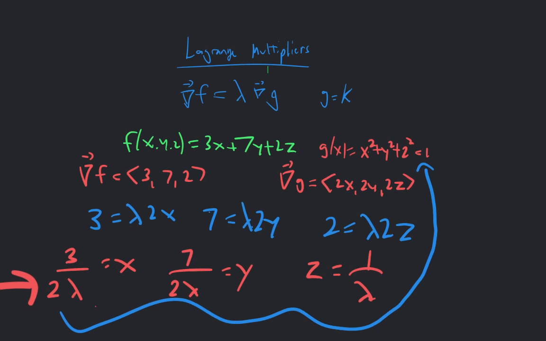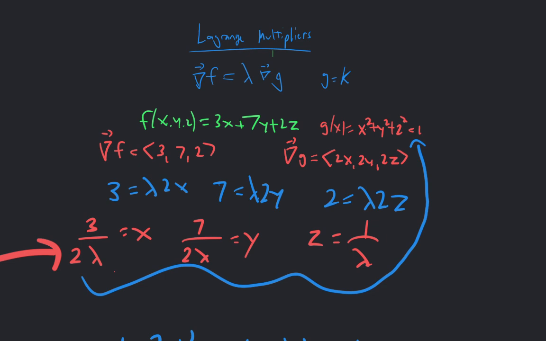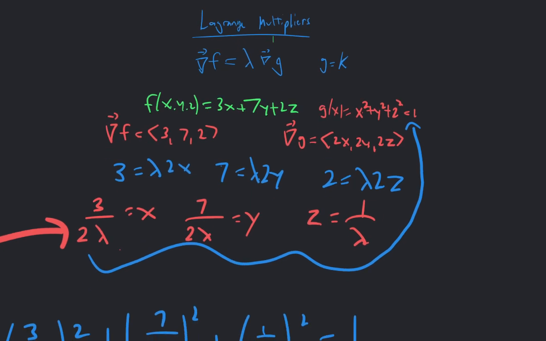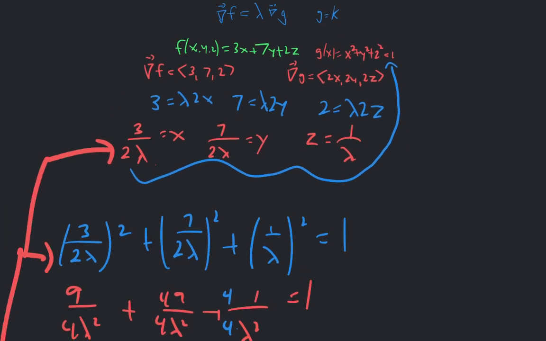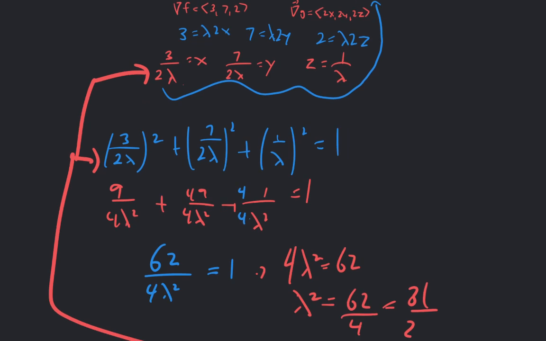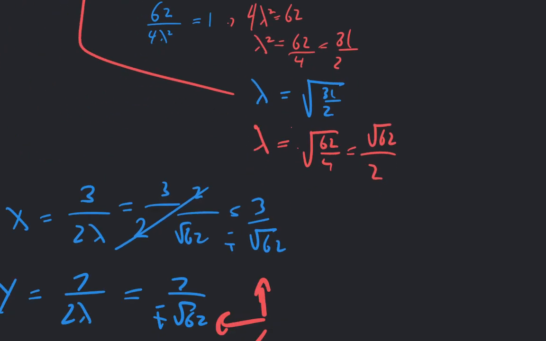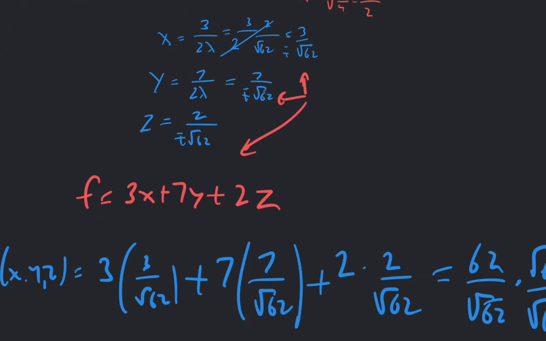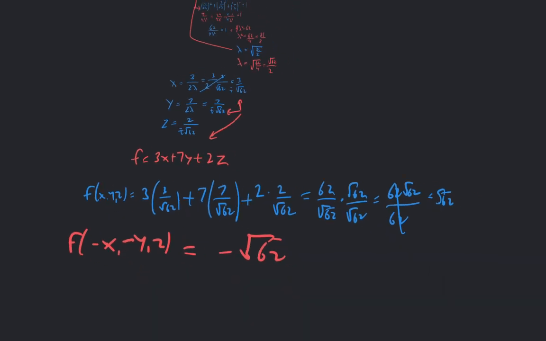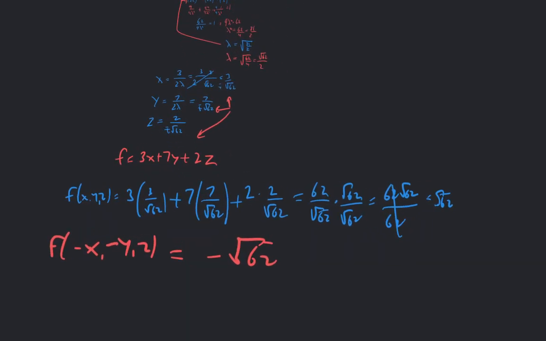So we just take the gradient of f, the gradient of g, set them equal to each other with some parameter lambda, plug that in, find lambda, plug that back in, find our function values, and then we get our min and max given the constraint of the function.